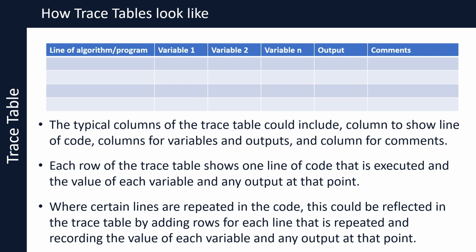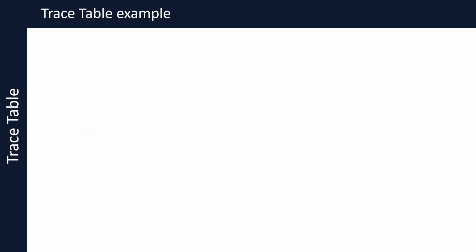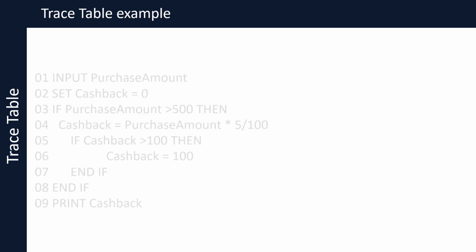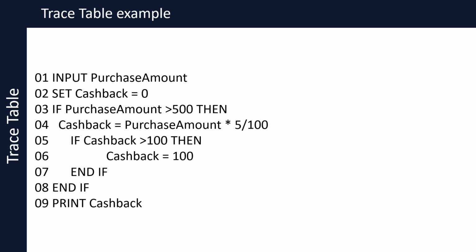Let's take an example. Suppose a bank has launched a new credit card and they are offering 5% cashback on purchases over £500 in the first month as an introductory offer, with the maximum cashback capped at £100. So, if the cashback amount is more than £100, then it is reduced back to £100. The pseudocode for the algorithm is on the screen. Let's assume that the purchase amount is £2,500 and work through this pseudocode and complete the trace table.